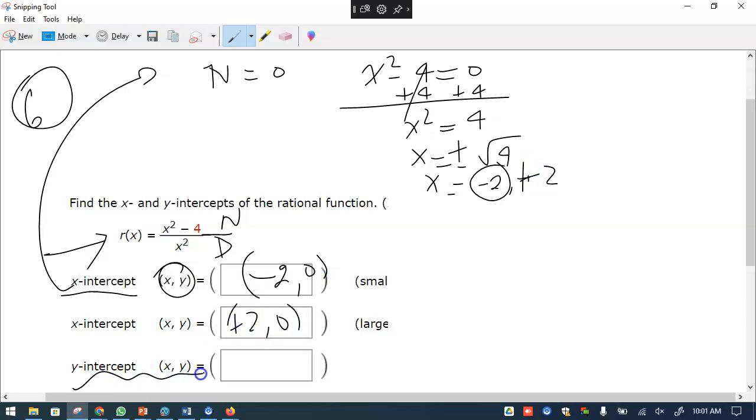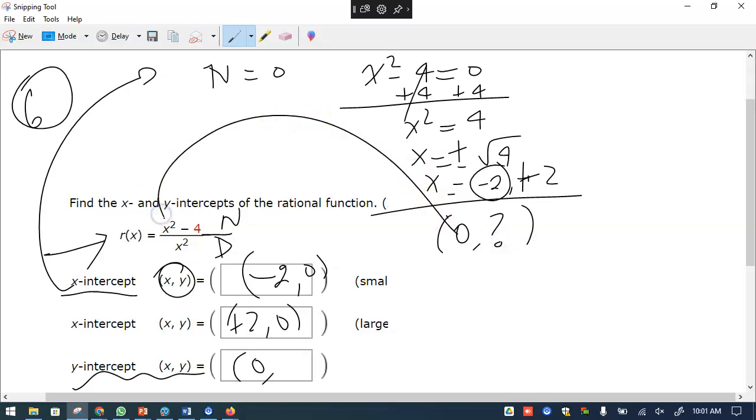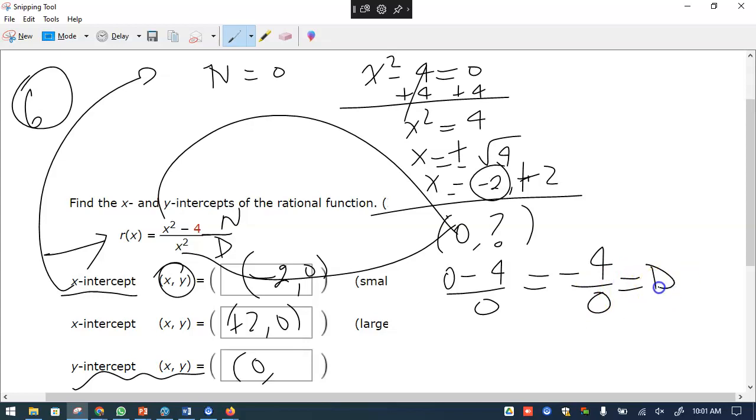And how do you find the y-intercept? It's when the input is 0, the independent value is 0. So what do you get? You plug in x equals 0 here, and you can see it becomes -4/0, and this we say does not exist. So all you do, you put DNE, and you're done.